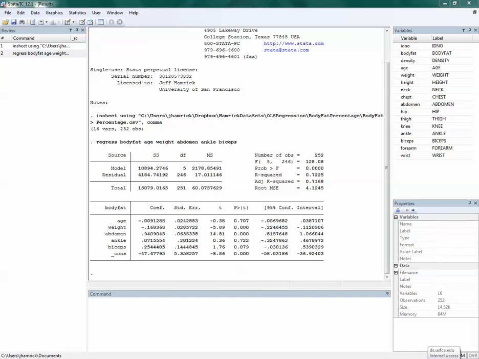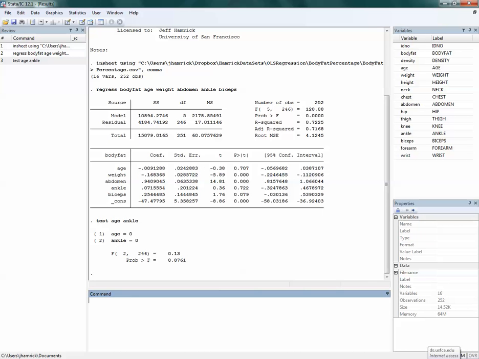To manage this situation, you need to run what's called a partial F-test, and in Stata this is actually fairly easy. So if I add, after I've run a regression, the command test, and I use both age and ankle, what this command in Stata does is it tests whether or not at the same time the coefficient for age is equal to 0 and the coefficient for ankle is equal to 0.